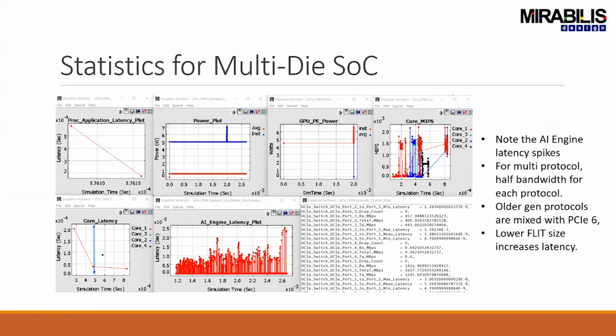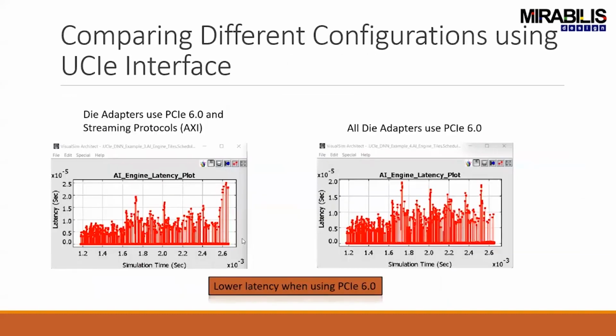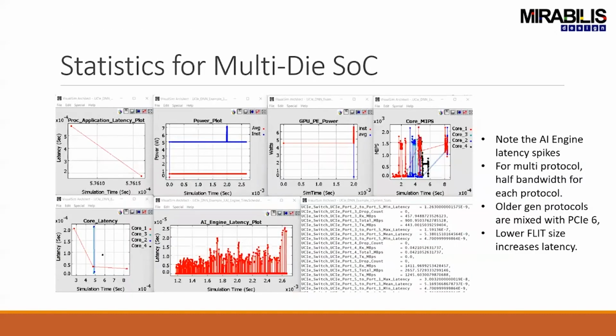For example, here you can see what is the latency for the applications running on the processor. What's the power consumption of the entire SoC? In this case, we're just breaking it down to what's the GPU power. What was the core MIPS? Like what is the MIPS for each one of the cores? There were 4 cores, if you remember. Similarly, what is the latency for each of the cores? The AI engine is the one that's making a huge number of accesses to memory, so following its statistics is very critical. And you'll notice there's a lot of spikes in the AI engine latency.